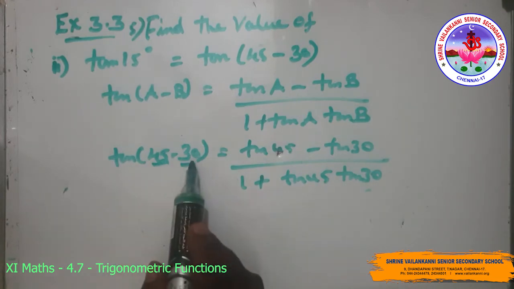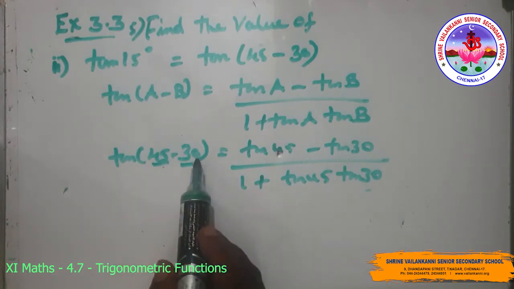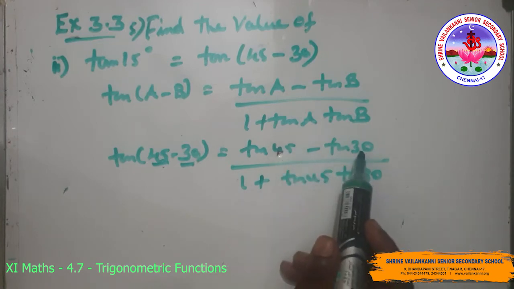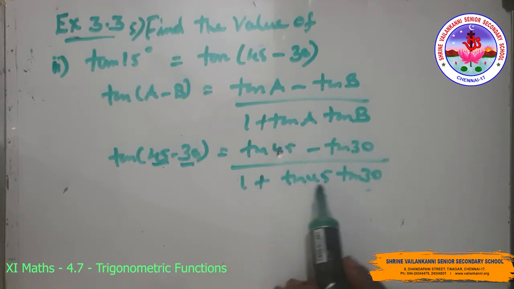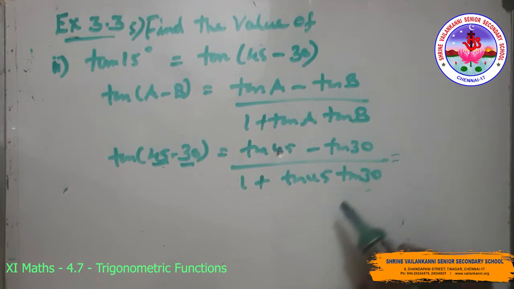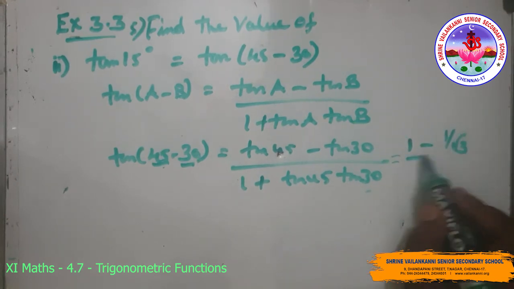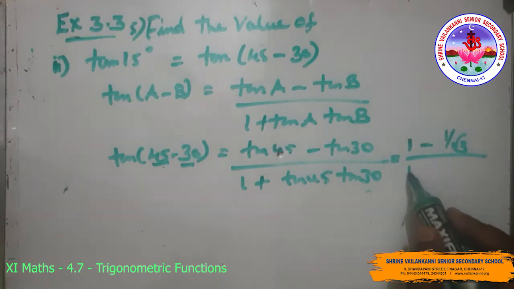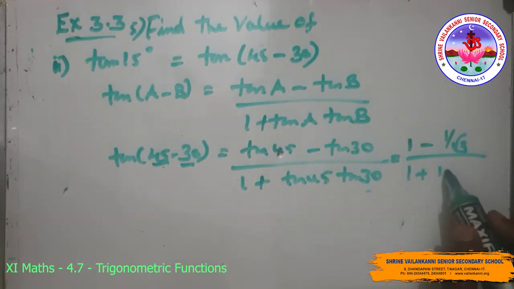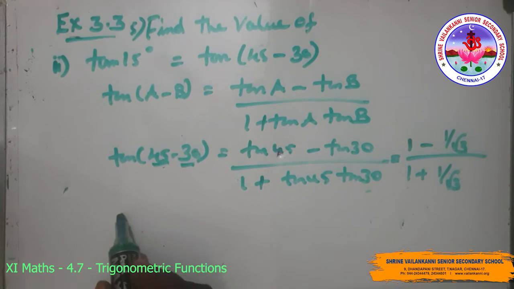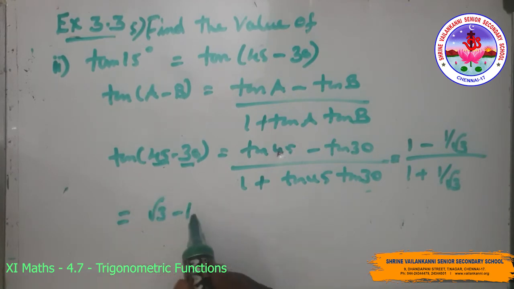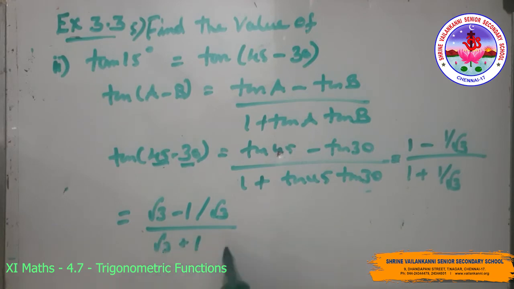So tan 45 minus 30. Here A is 45 and B is 30. So tan 45 minus tan 30 by 1 plus tan 45 into tan 30. We know that tan 45 is 1 and tan 30 is 1 by root 3. So substituting this, here also 1 plus 1 into 1 by root 3. So root 3 minus 1 by root 3 by root 3 plus 1 by root 3. So cancelling root 3 and root 3, we have to rationalize this.